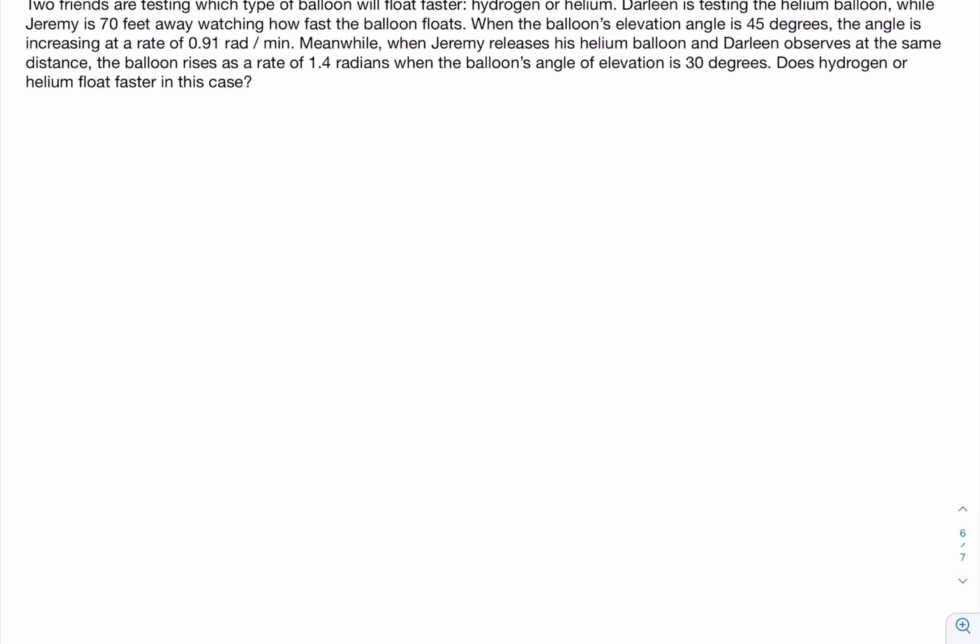So 2 friends are testing which type of balloon will float faster, hydrogen and helium. Darlene's testing the helium balloon, while Jeremy's 70 feet away watching how fast the balloon floats. Okay, so let's just draw this out here. So if this is Jeremy over here, the distance between him and Darlene is 70 feet.